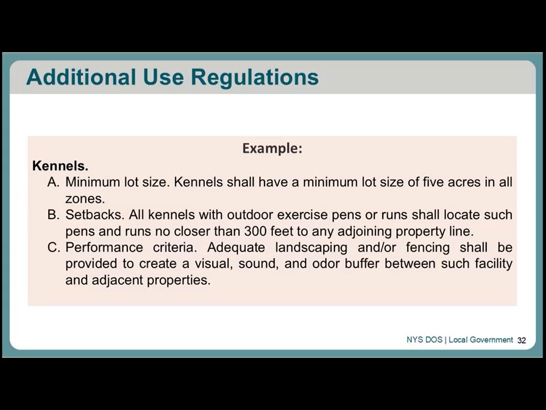And the secondary is more subjective and would probably be covered by a reviewing board as part of either site plan review or special use permits. So that's things like adequate landscaping or fencing should be provided to create a visual, sound, and odor buffer between such facility and adjacent properties. So again, something that probably will start with your zoning enforcement officer, just because that's usually how it goes, and then probably go through site plan or special use permit as well with your planning or zoning board.